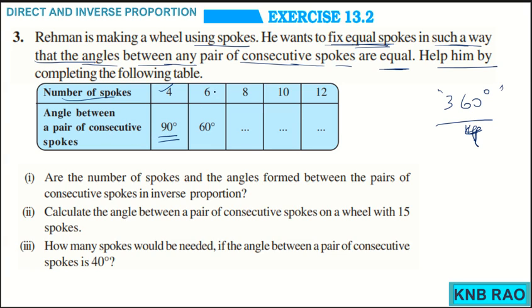If there are 6, then the angle between them is 60 degrees. If it is 8 spokes, then 360 divided by 8 will give 45 degrees. If it is 10, then 36 degrees. If it is 12, then it is 30 degrees. There are 3 questions on this data given. We will solve one by one.